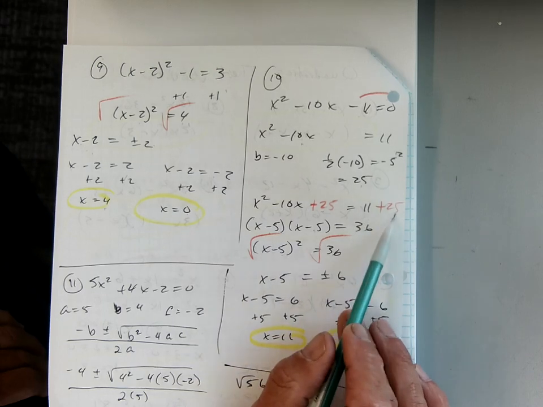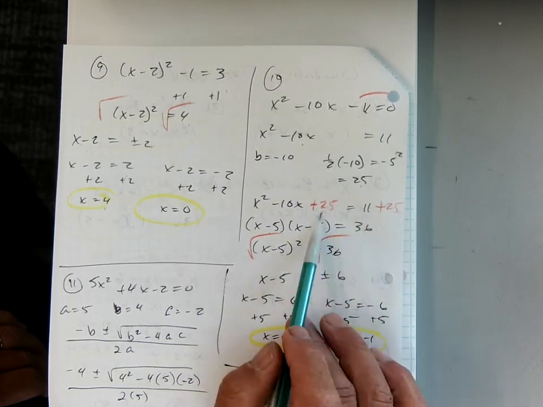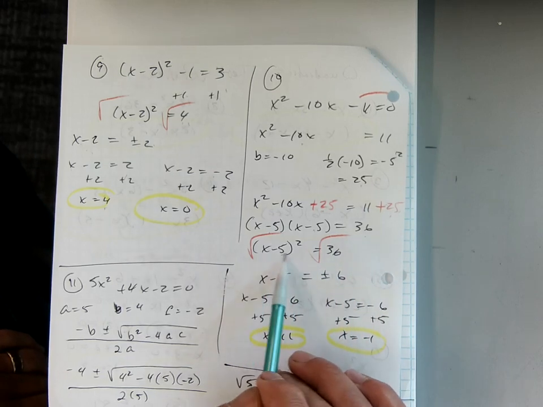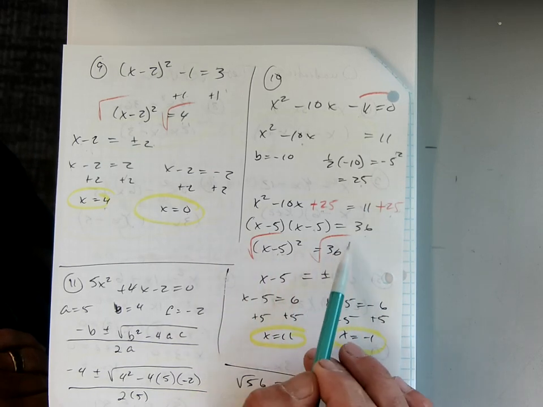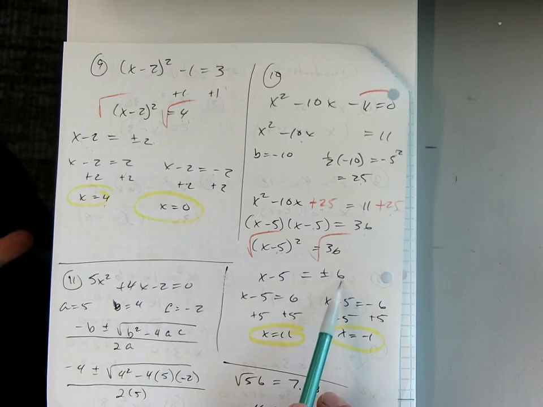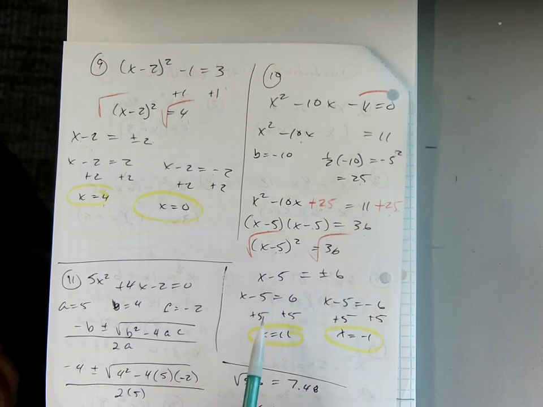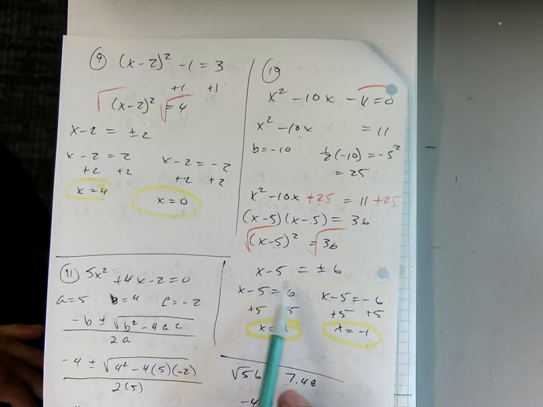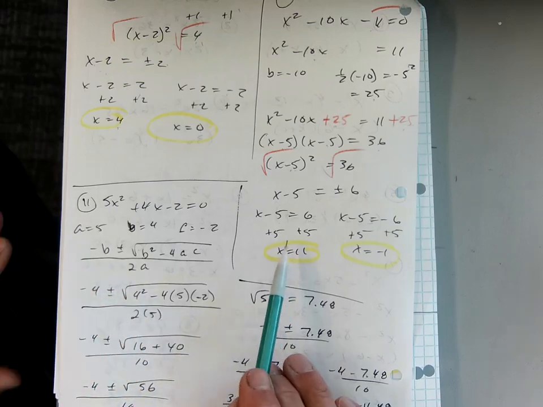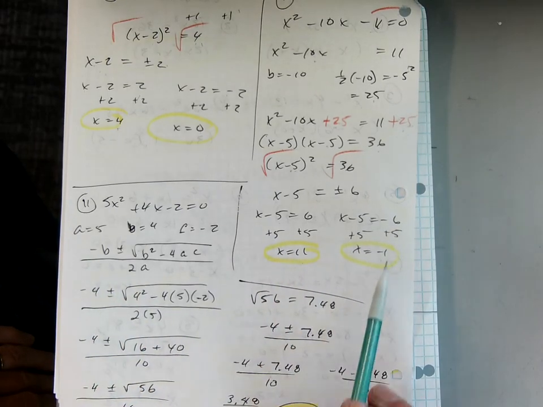Well, over here, when I balanced it, because I added 25 to both sides, I get 36. Okay, well, now what do I got to do with that? Well, x minus 5 quantity squared can be square rooted. Square root of 36 is 6, but remember, two answers, plus or minus 6. So I set it up as an x minus 5 equals 6, and x minus 5 equals negative 6. So I solve plus 5, and I get 11, plus 5, I get negative 1.